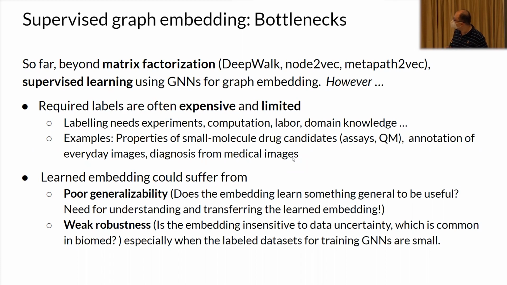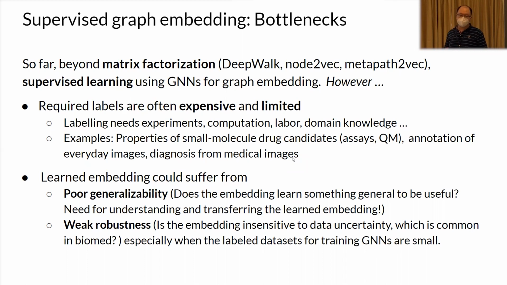First of all, it's really hard to generalize. If you want to explain what we have learned from the embedding through visualization or other methods, or you want to transfer the embedding to a different task, it's very hard to use those embeddings to generalize. And the second thing is robustness. We have a lot of noise in our data, not just in the labels, but also in the graphs themselves. So under such uncertainty, the embedding we get from the supervised approach is very poor.